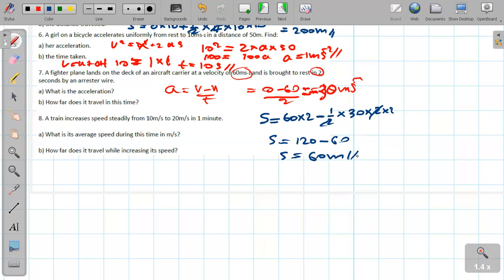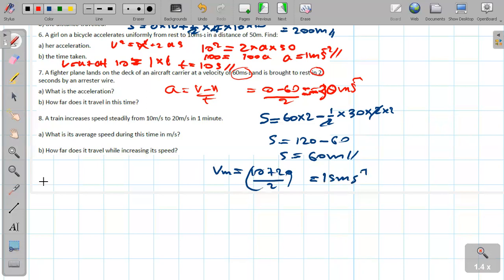Okay. Now the eighth one. A train increases speed steadily from 10 meters per second to 20 meters per second in 1 minute. What is the average speed during this in meters per second? So how to find out the average speed? You know v mean equals 10 plus 20 over 2. It is going to be 15 meters per second as the average velocity or the speed.